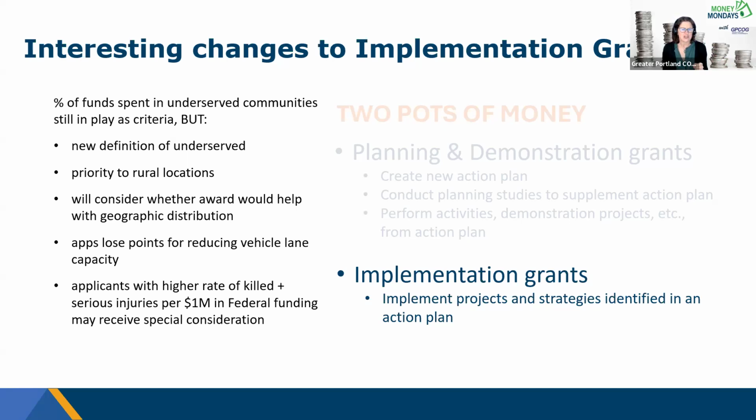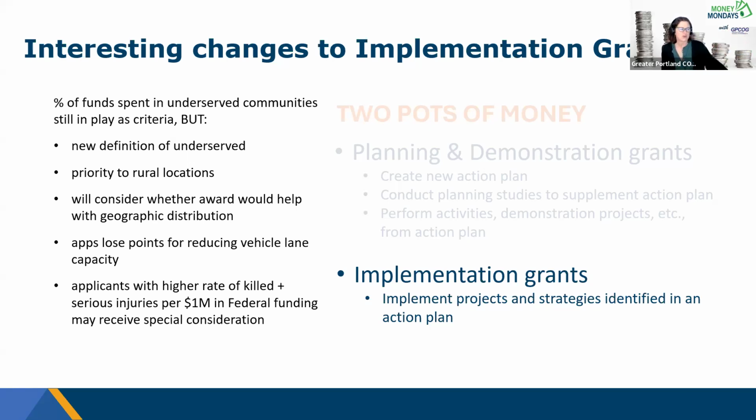This is interesting. This year now, your application will lose points if you reduce vehicle lane capacity. So if you were going to lose a lane to put in a bike lane or a bus lane or to do traffic calming, that now will potentially work against you in your application. That doesn't happen until you make it through the first rounds though, and that's kind of where they would start whittling out applications when they get into the highly competitive part.